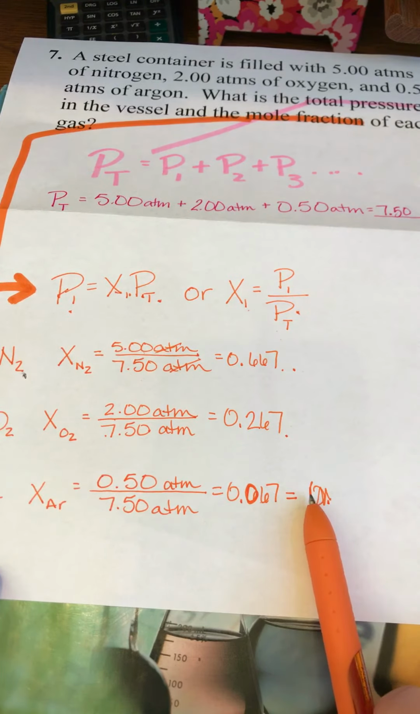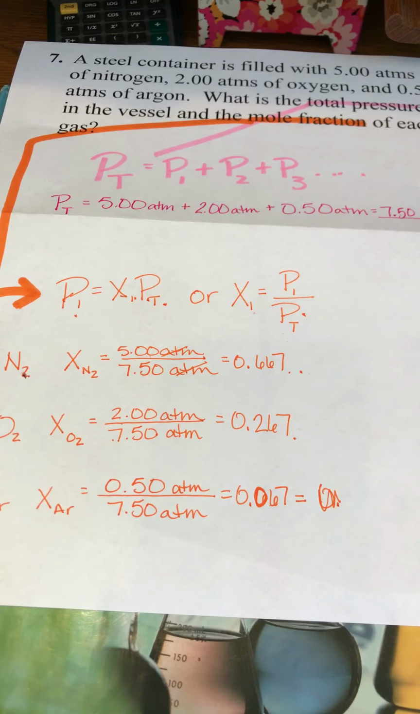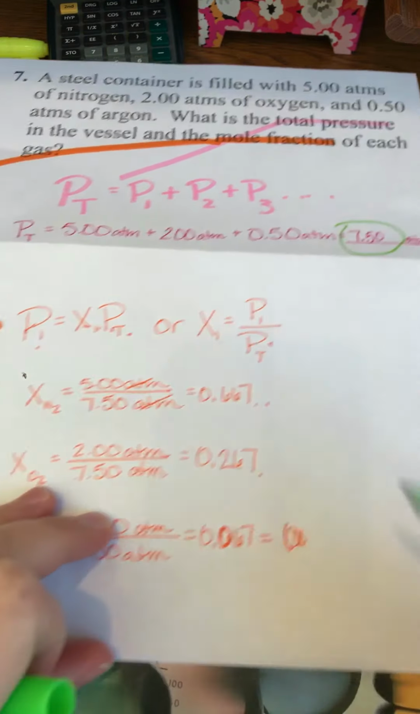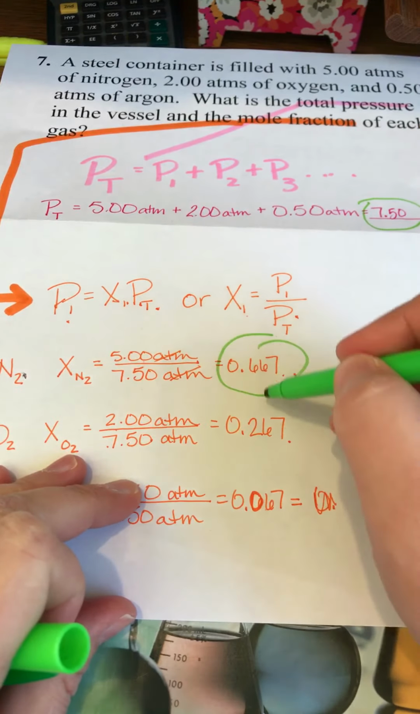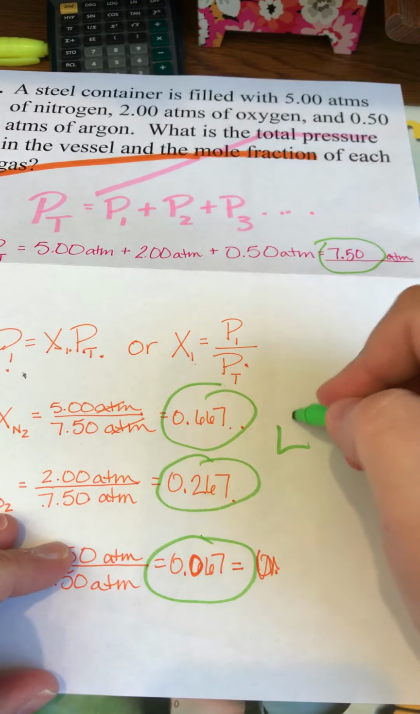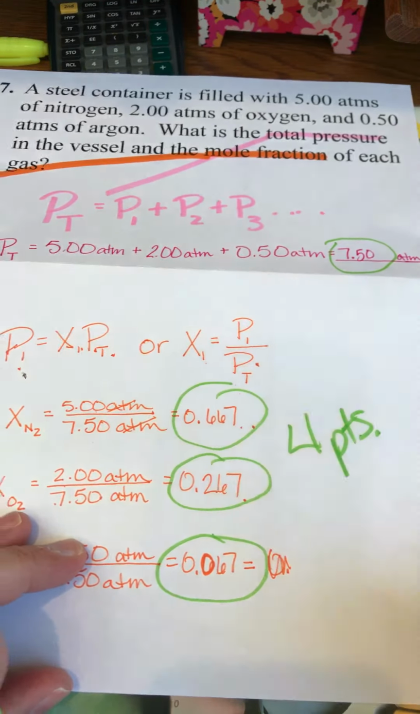So, all together for this one, we should have, I'm looking for a different color highlighter to use. We'll try this one. 4 answers, okay? This should be one of the answers, and then this one, and this one. So, all together, 4 points for number 7.